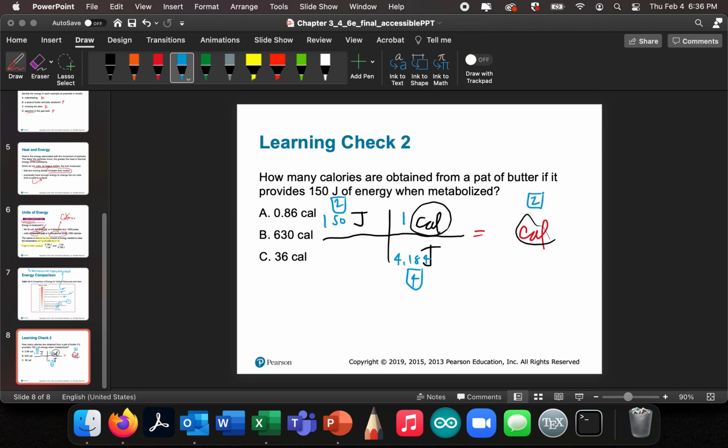And so let's say 150 divided by 4.184, which is 35.85 dot dot dot. And this has to be rounded. So that's going to go up because it's an 8. It's going to be reported as 36. All right, so that's an introduction to energy. We'll be seeing more of this later.